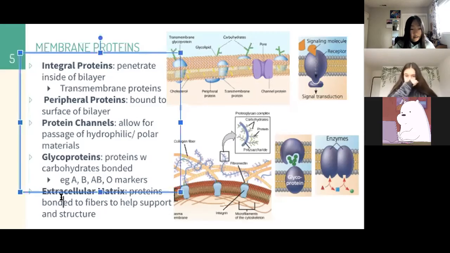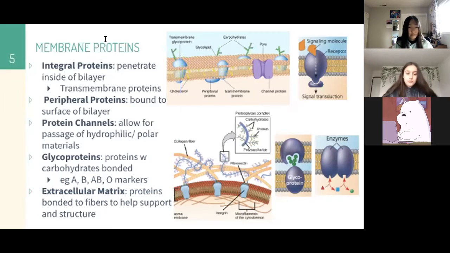And finally, extracellular matrix, which consists of proteins bonded to fibers to help support and for structure. So these are all on the outside of the cell, and they're usually connected with the proteins that are usually transmembrane proteins, and they are useful for keeping like a layer of protection for the cell.